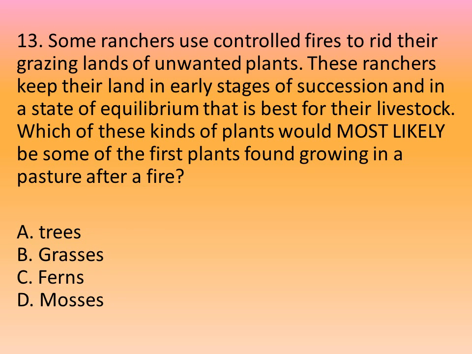Number 13. Some ranchers use controlled fires to rid their grazing lands of unwanted plants. These ranchers keep their land in early stages of succession and in a state of equilibrium that is best for their livestock. Which of these kinds of plants would most likely be some of the first plants found growing in a pasture after a fire? A, trees. B, grasses. C, ferns. D, mosses.